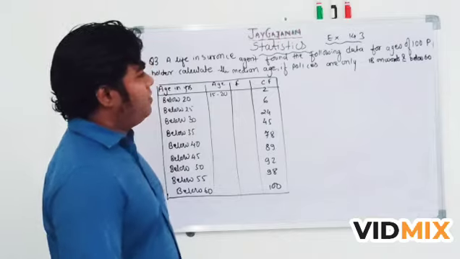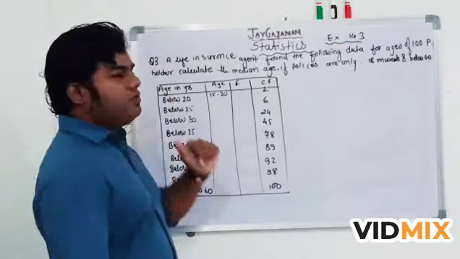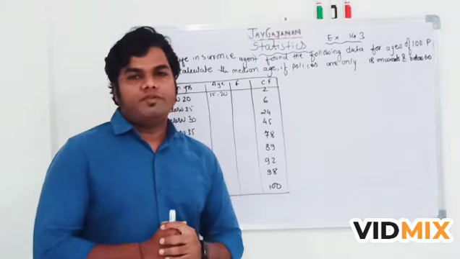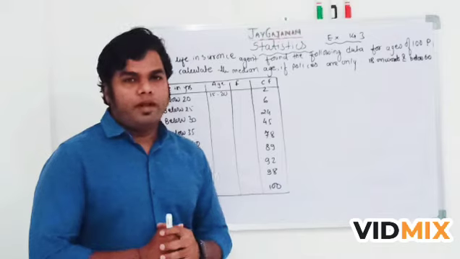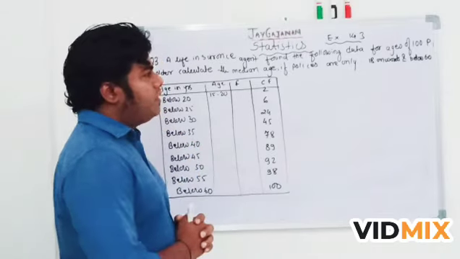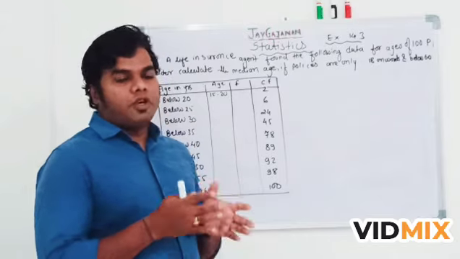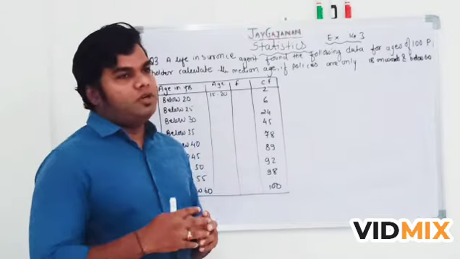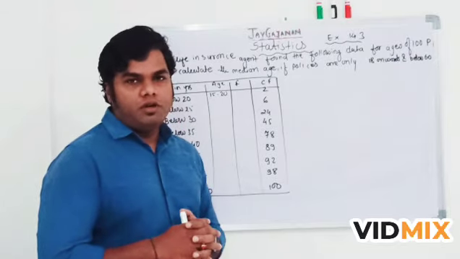Good morning, students. Now we are in question number 4, exercise 14.3, question number 3. In the previous video, we have seen question number 1 and question number 2. In the first and second questions, the frequency was given, and we saw the method to get the cumulative frequency from the frequency.